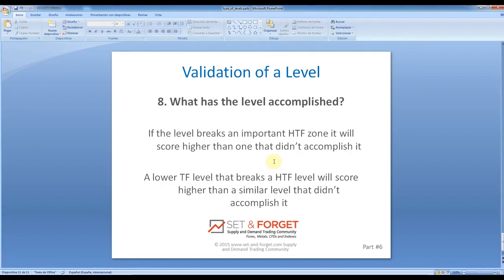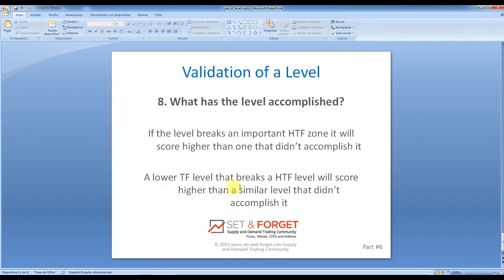Otherwise, you will be overtrading and taking trades against the trend, letting your ego take control and all that. That is not good. Okay. So what has a level accomplished? If the level breaks an important higher time frame zone, it will score higher than one that didn't accomplish it. That's, I believe, clear and logical.